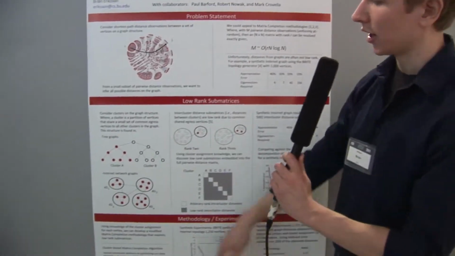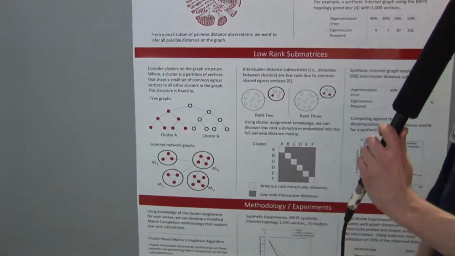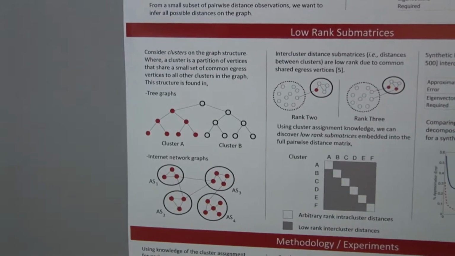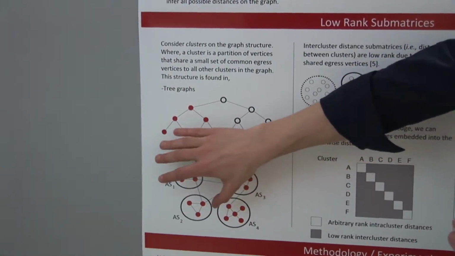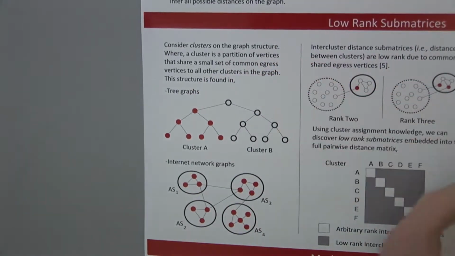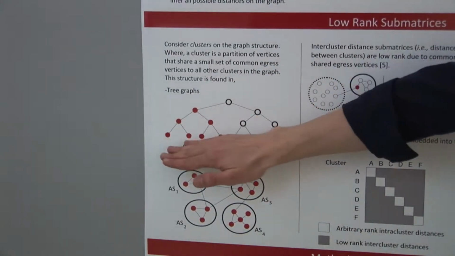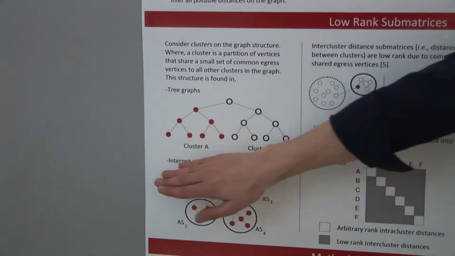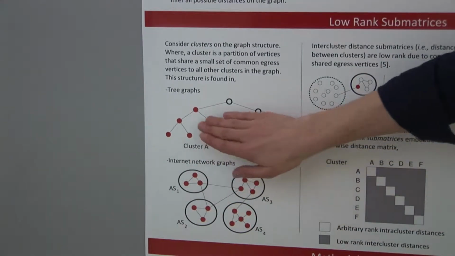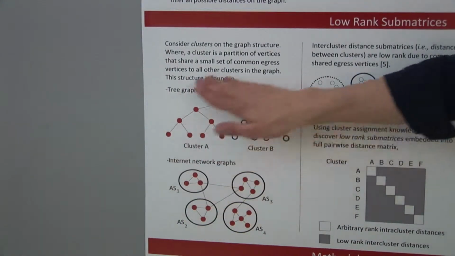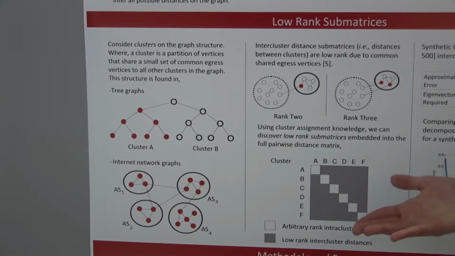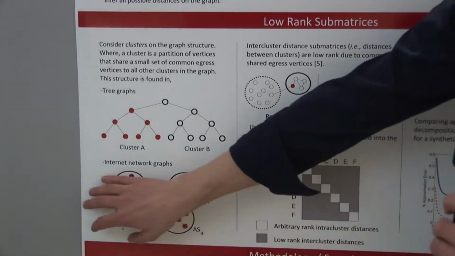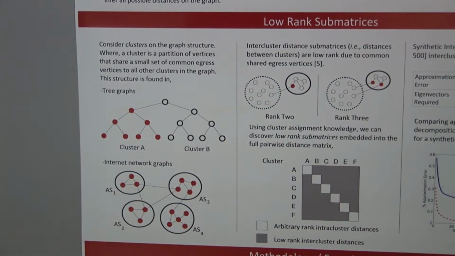What we're going to consider is clusters on this graph structure. I'm going to define a cluster here to be a partition of vertices on a graph structure such that to go to any place else on the graph, you only go through a small handful of egress points. So in order to go from cluster A to cluster B here, you're only going to go through this one common egress point from shortest path routing. This is commonly found in real-world graphs, such as the internet, where to get to autonomous systems, there are only a small handful of egress points you're going to go through.